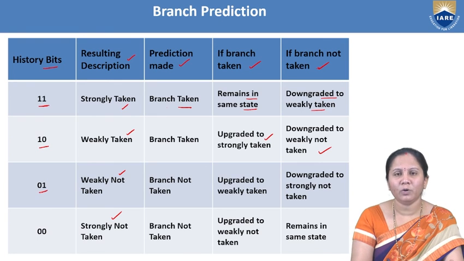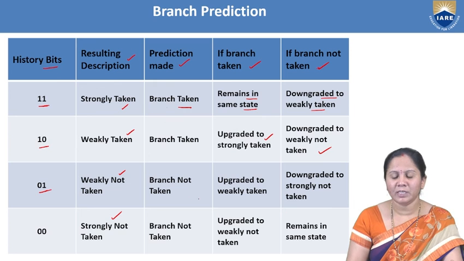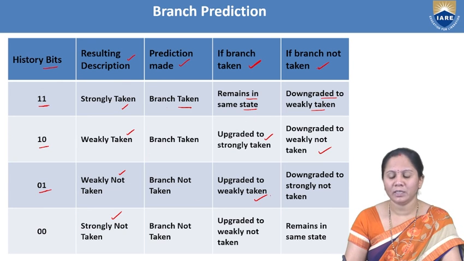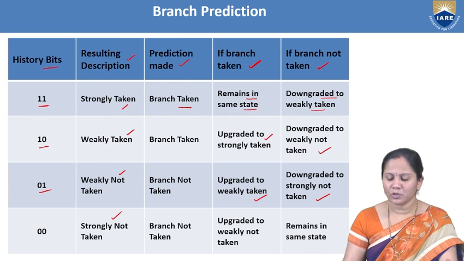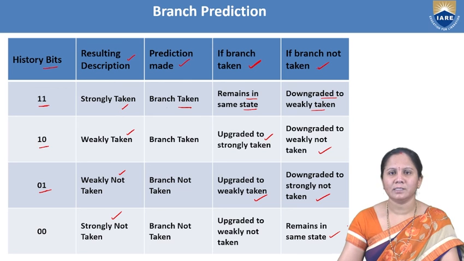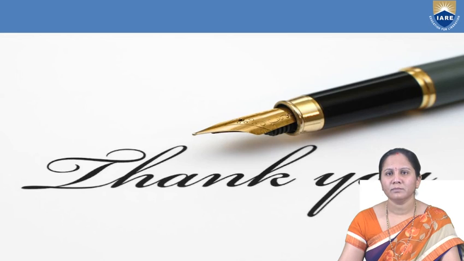If it is 0 1 and the branch is taken, it upgrades to the weakly taken state. If the branch is not taken, it downgrades to the strongly not taken state. Similarly, this applies to the last state. So this is about the features of the 80486 and Pentium processors and about the branch prediction technique.